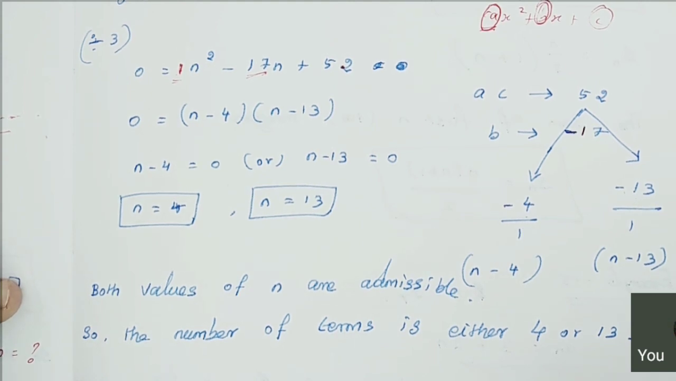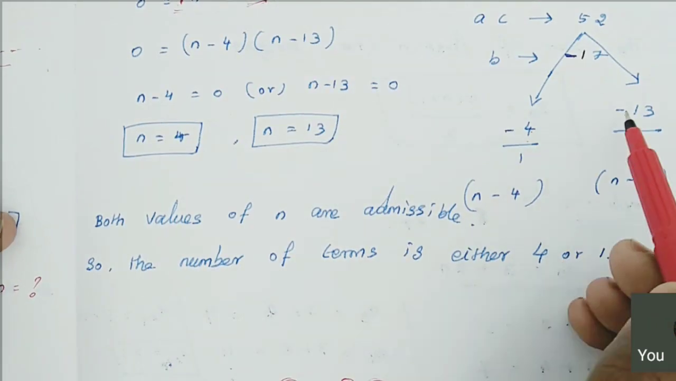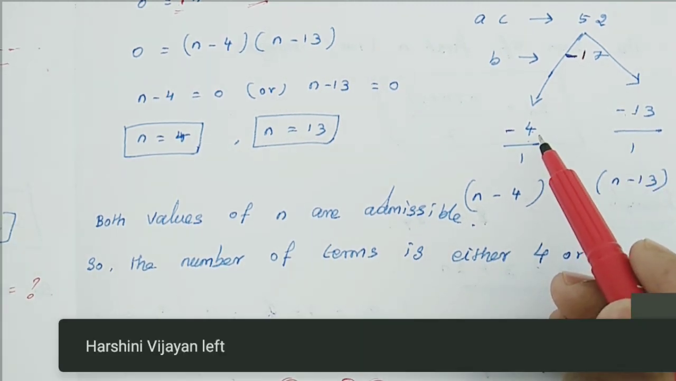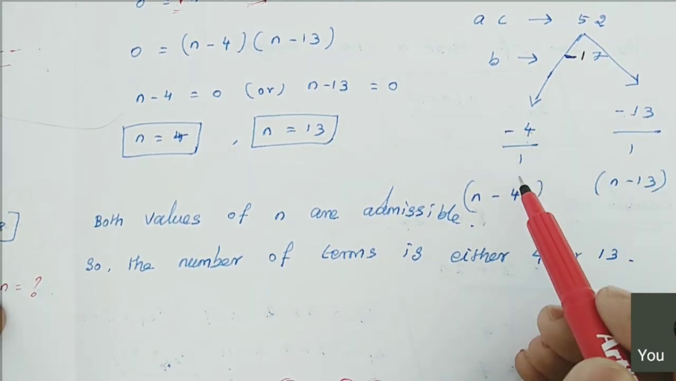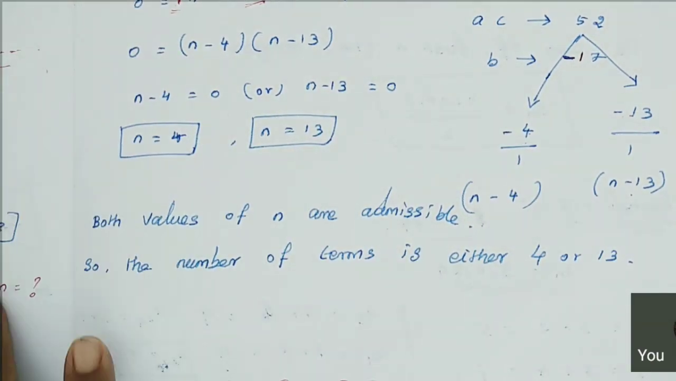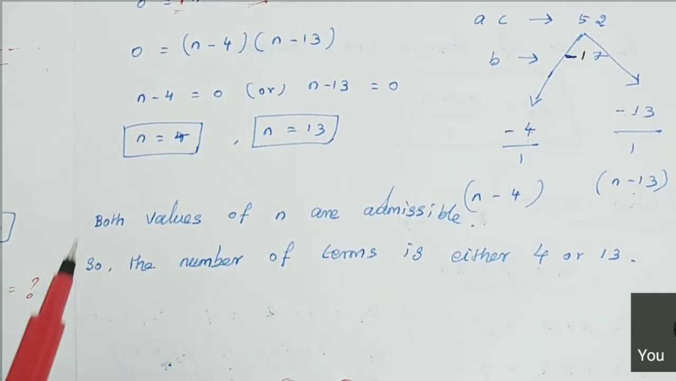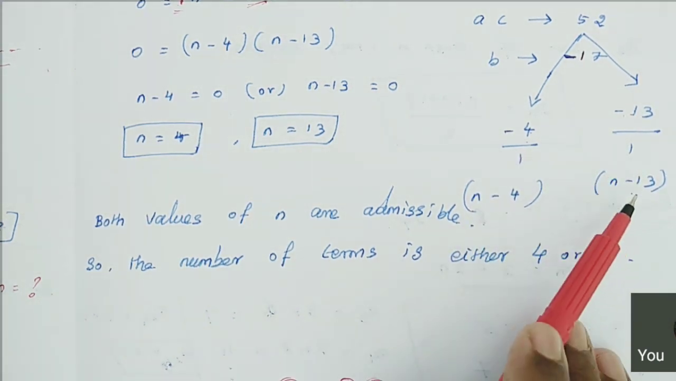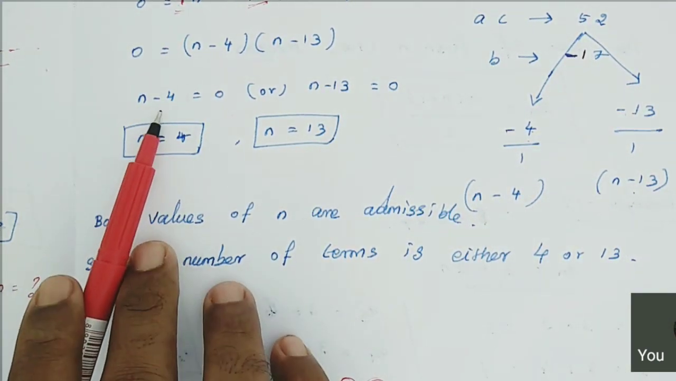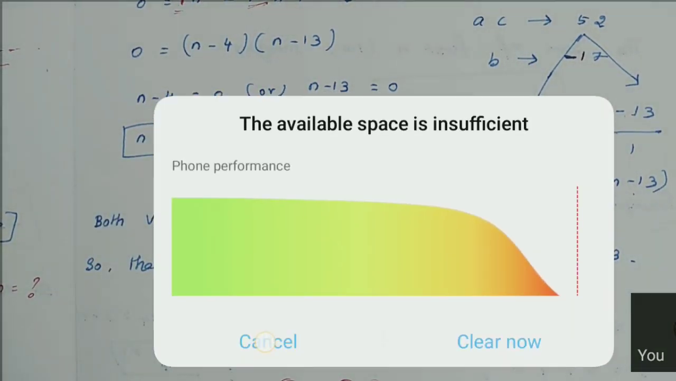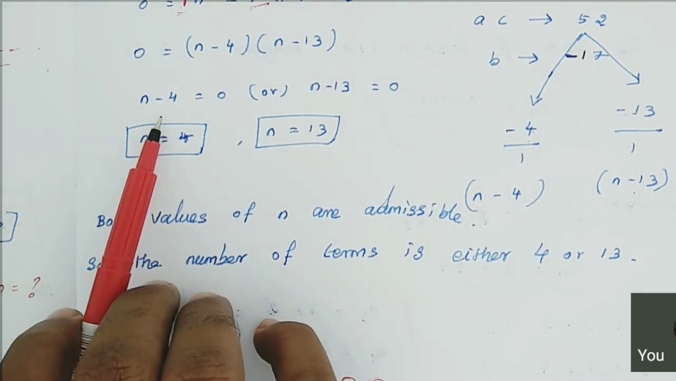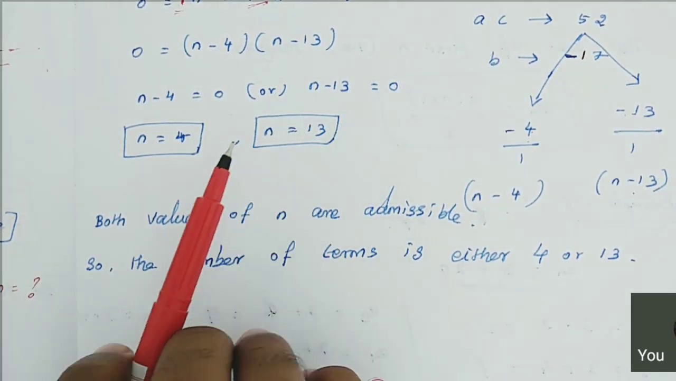Now we found the two numbers. So next step, what are we supposed to do? We should divide by the coefficient of x squared, that is 1. So divided by 1, the numbers are minus 4 and minus 13. What is the variable here? n. So n minus 4, n minus 13. So the factors are n minus 4 into n minus 13. Clear? So now n minus 4 equals 0, then n minus 13 equals 0, then n is equal to 4 and n is equal to 13.